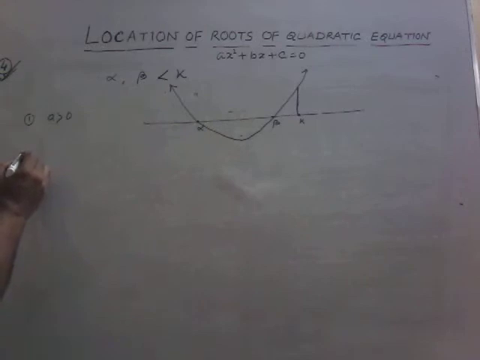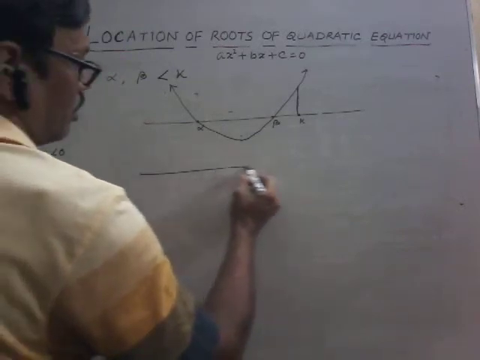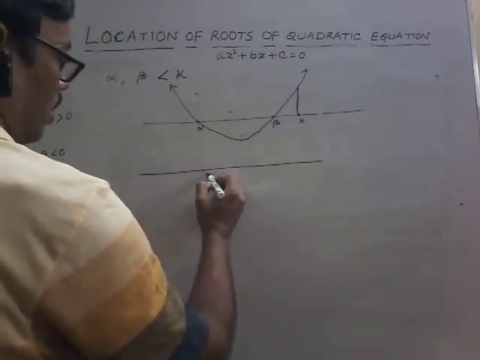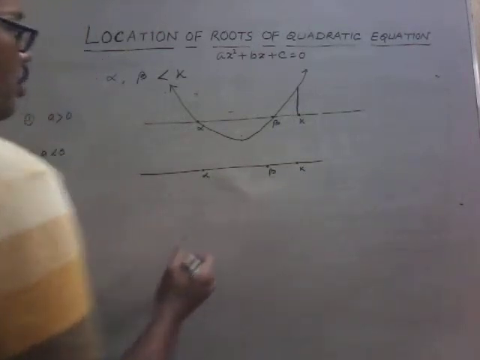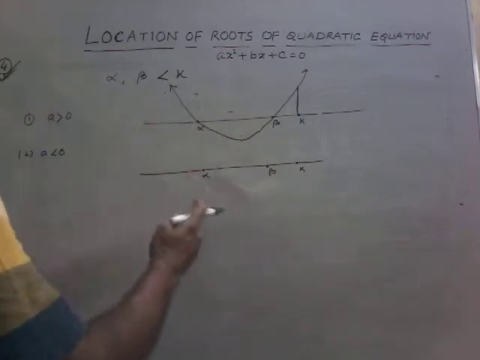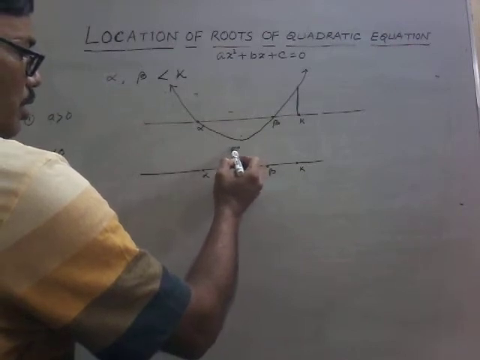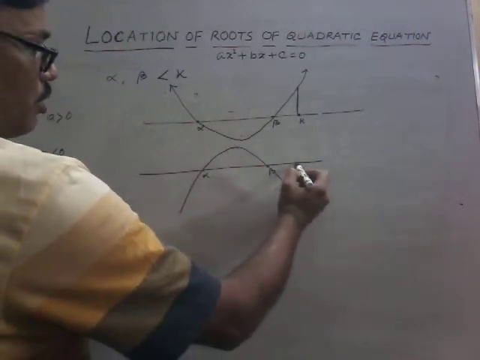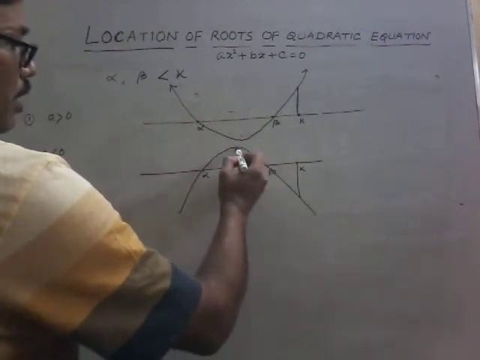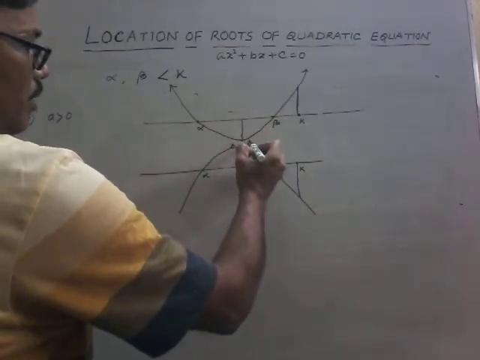Number 2, a less than 0. So the figure will be like that. Look, alpha, beta, this is k. So a less than 0, it opens downwards. This type of figure you are getting. So this one is Fk, and this one is vertex A.